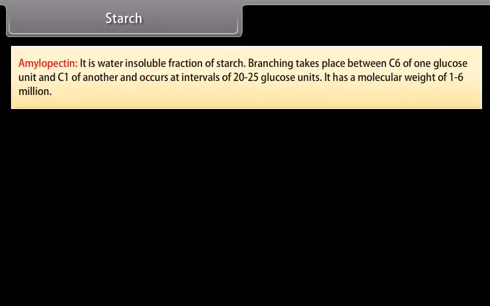Amylopectin. It is the water-soluble fraction of starch. Branching takes place between C6 of one glucose unit and C1 of another, and occurs at intervals of 20 to 25 glucose units. It has a molecular weight of 1 to 6 million.